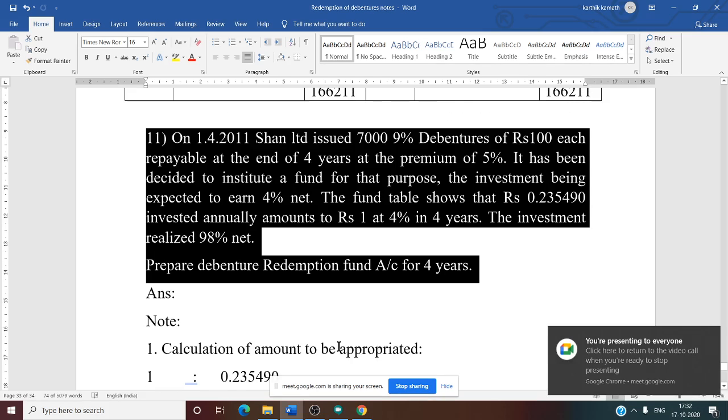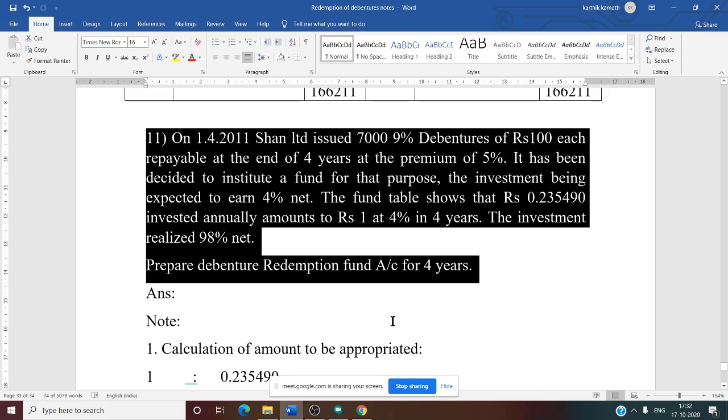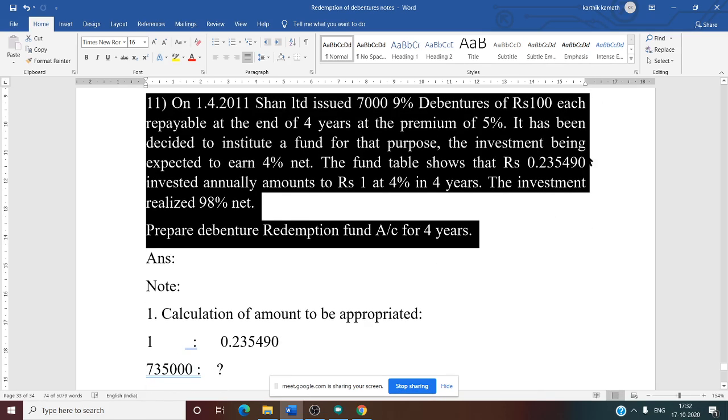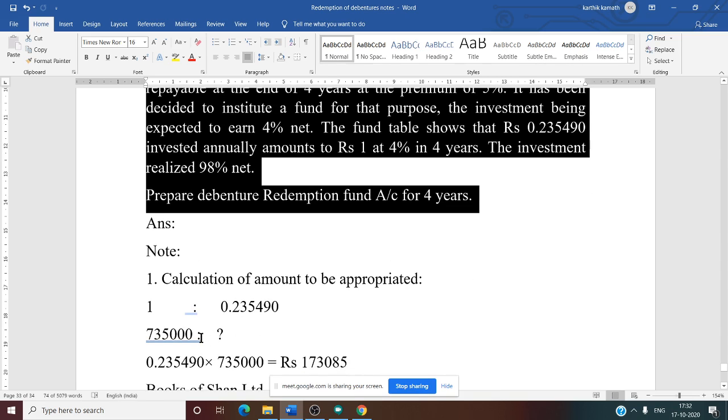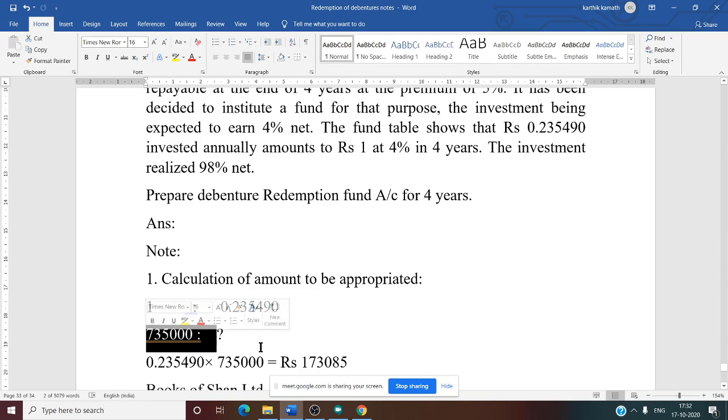See this. Directly we need to calculate the amount to be appropriated. That is the first step. This is a 6 mark problem, very simple. For 1 rupee, 0.235490 is to be kept aside. For 7 lakh 35, how much? How did we get 7 lakh 35?